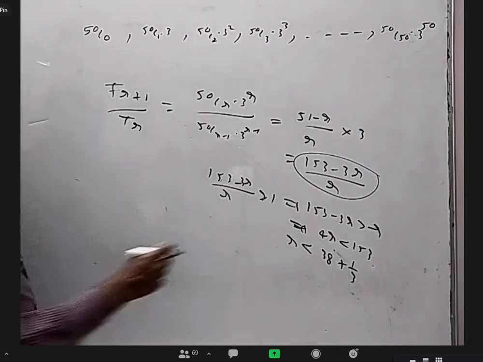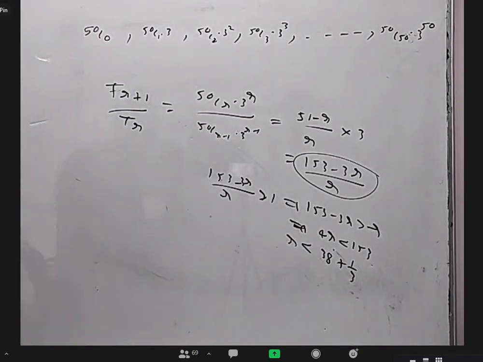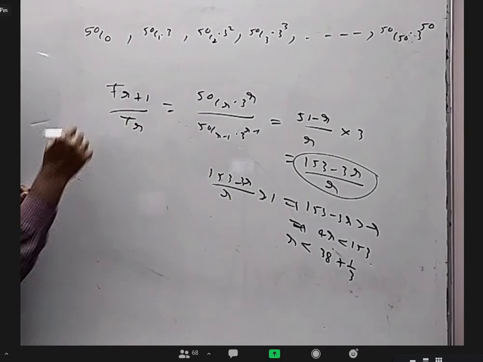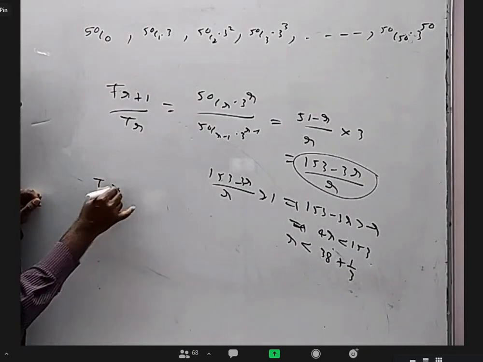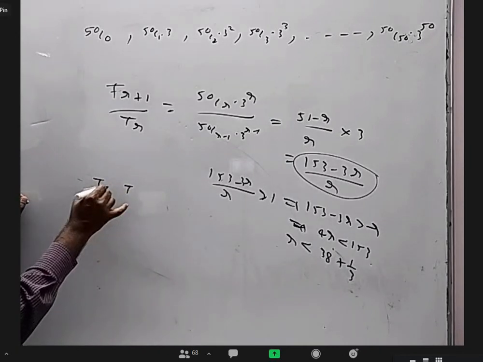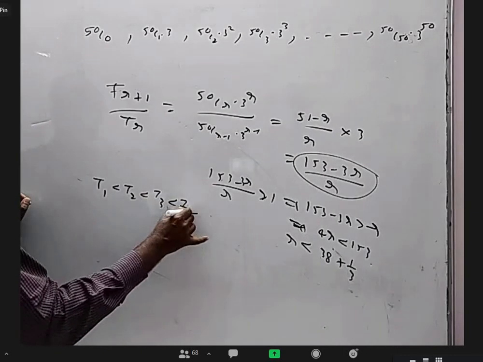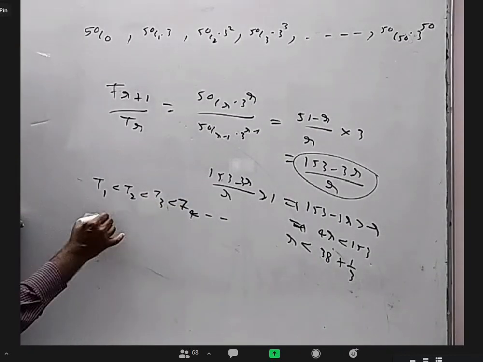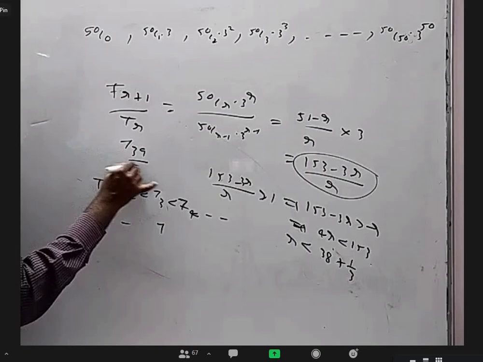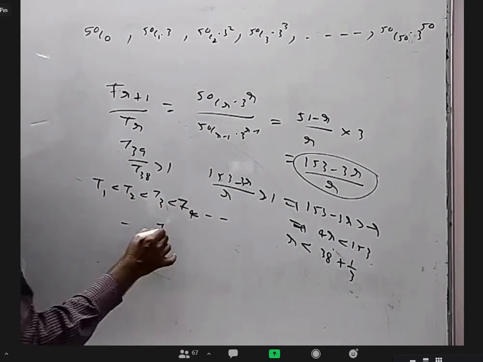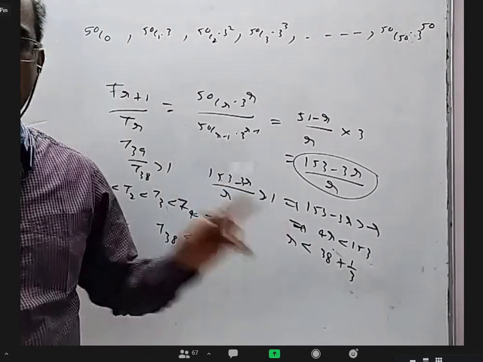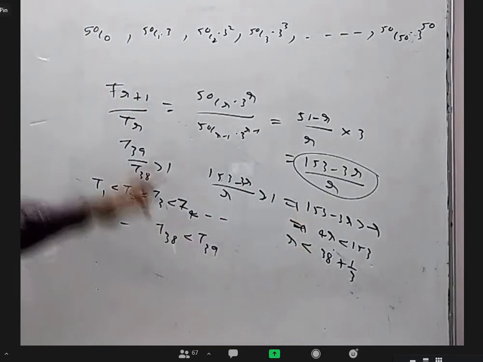Okay, so that means when r equals 0, 1, 2, 3, and so on, this quantity is greater than 1. So I can say easily that T1 is less than T2, less than T3, less than T4, and so on. When I put 38, still it is okay. I get T39 by T38 greater than 1, so T38 is less than T39. As long as the r value is less than 38.25, including 38, this quantity is greater than 1.